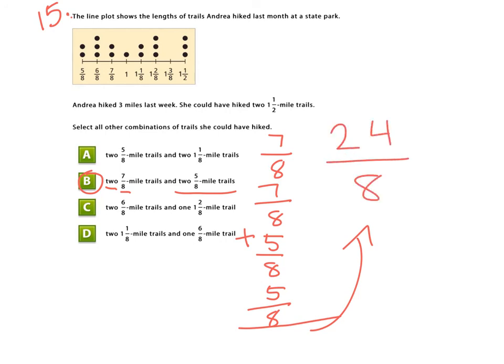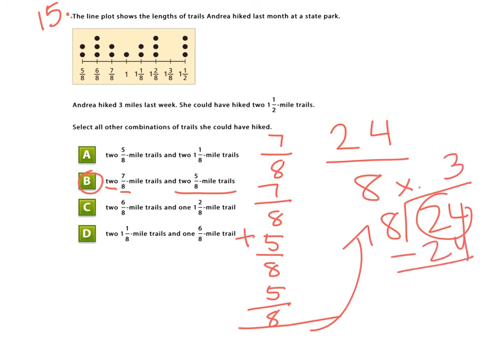To simplify 24 over 8, you are going to divide. So 24 divided by 8, so 8 times what equals 24? And I know that it is 3. So 8 times 3 is 24. So 24 minus 24 is 0. So our answer is 3.